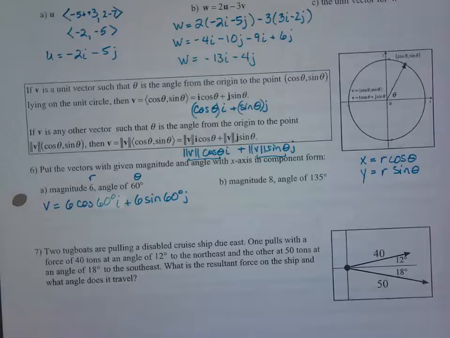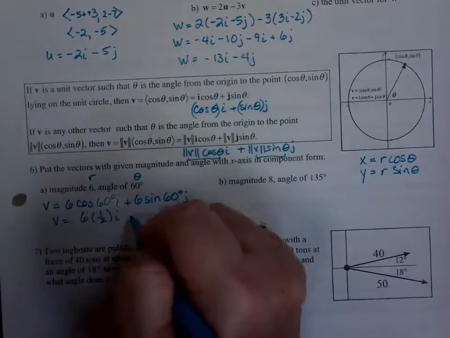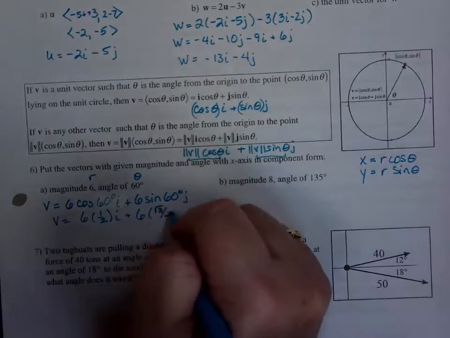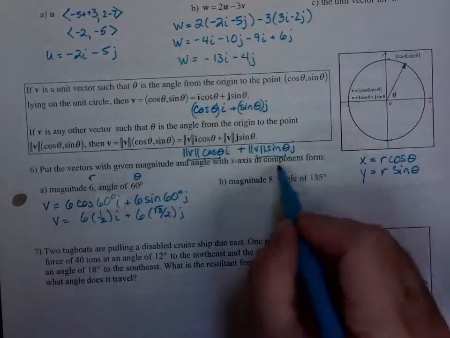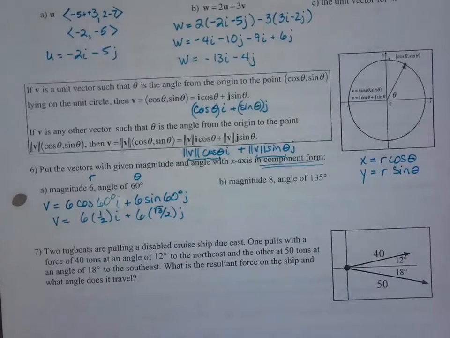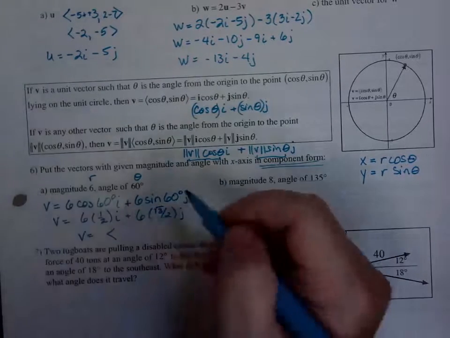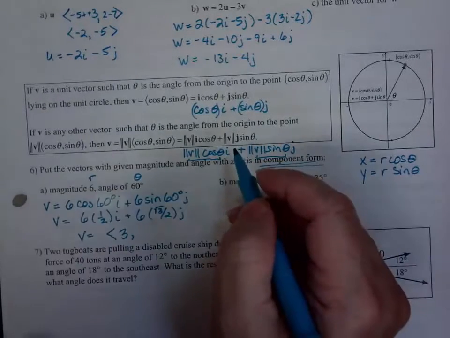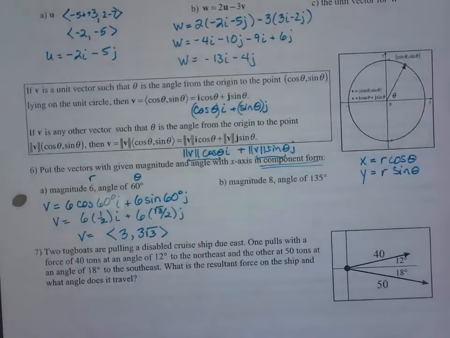Okay, 60 is pi over 3. So the cosine of pi over 3 is 1/2. So 6 times 1/2 i plus 6 times square root of 3 over 2 j. Okay, they want my answer in component form. That means without the i's and j's in the bird beaks. So v equals, what's 6 times 1/2? 3. And 6 times the square root of 3 over 2, reduce it? 3 square root of 3. And that's my answer. That's component form.